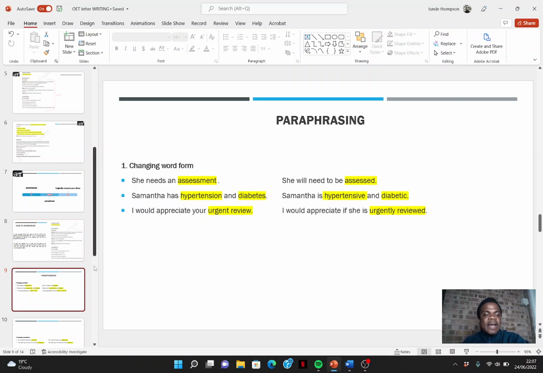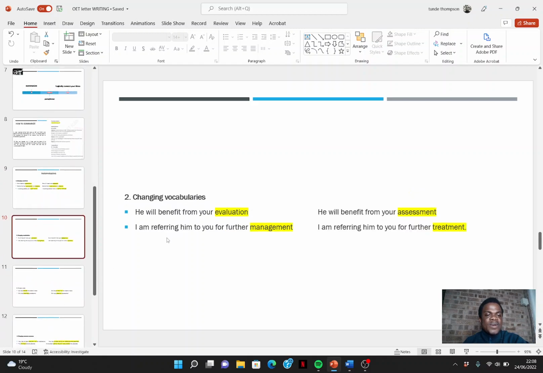Another way you can also paraphrase is changing the vocabularies. This is the commonest type. This is the commonest means that people usually use. For example, this evaluation here, paraphrase to assessments. Management here, paraphrase to treatment.